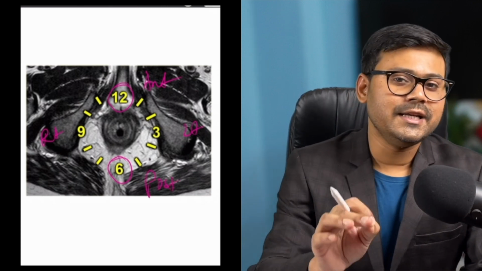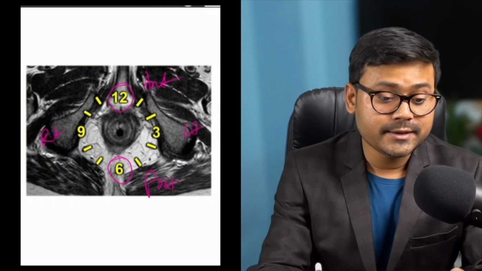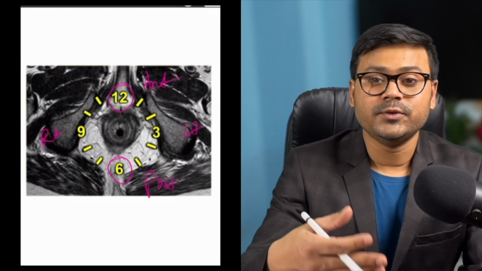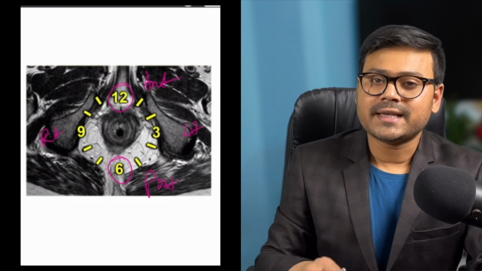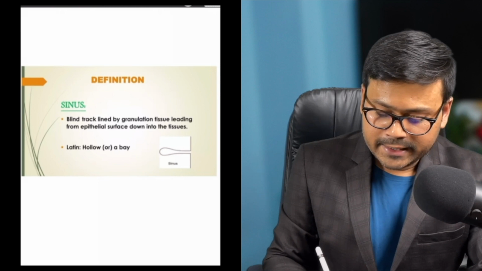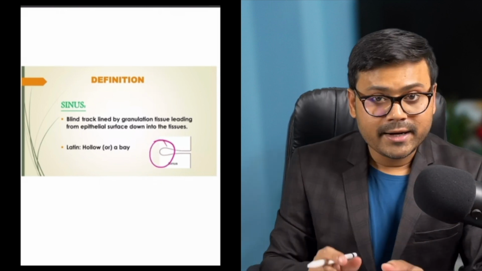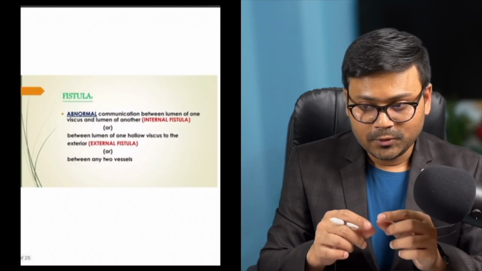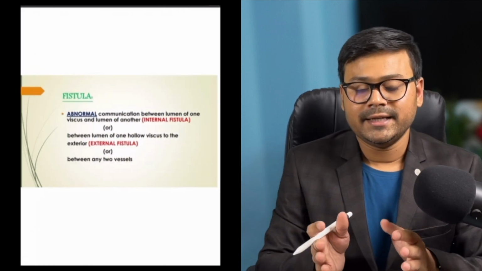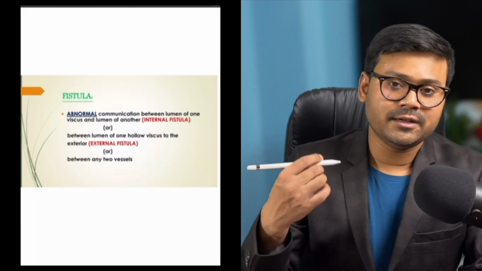Now I'll ask you a silly question. Do you know the difference between a sinus and a fistula? What is a sinus tract and what is a fistulous tract? Well, a sinus tract is a blind ending tract where one end is blind. Okay, see this? One end is blind. Whereas a fistulous tract has a communication on both sides. It can be an internal fistula and it can be an external fistula.